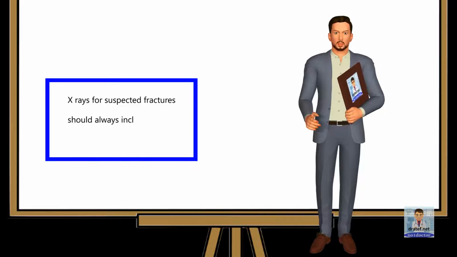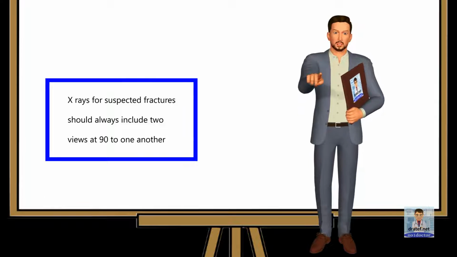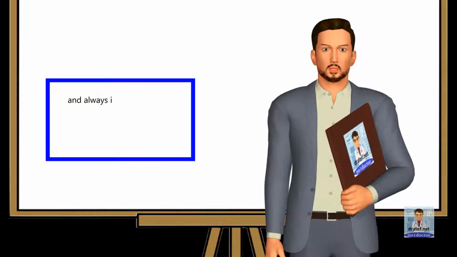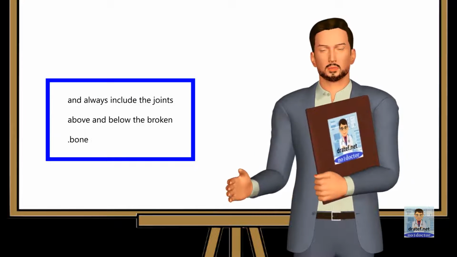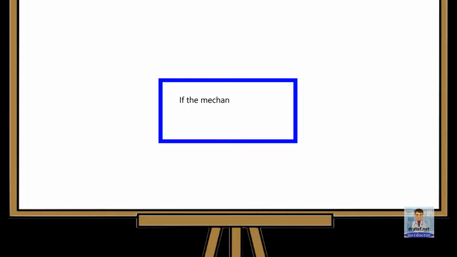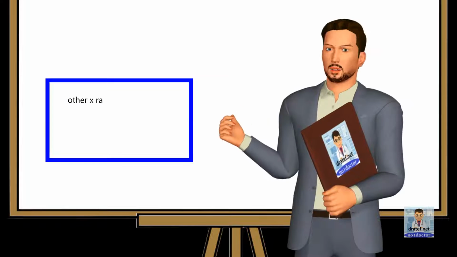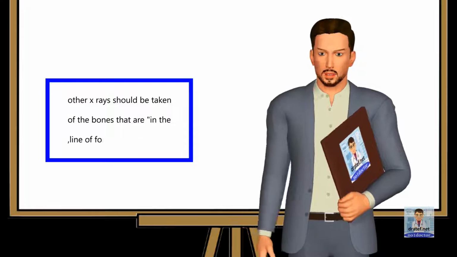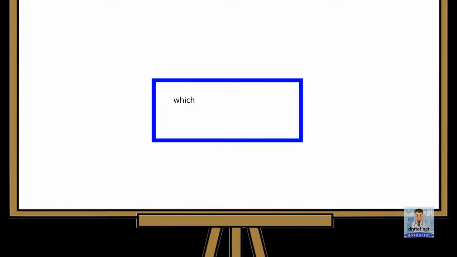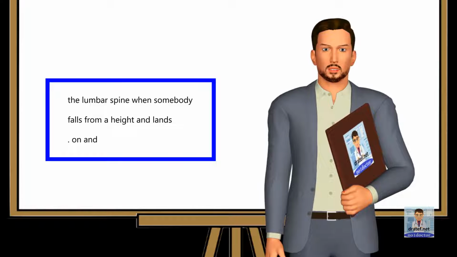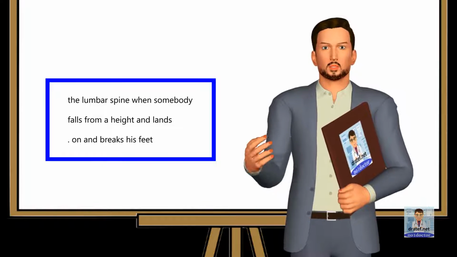X-rays for suspected fractures should always include two views at 90 degrees to one another and always include the joints above and below the broken bone. If the mechanism of injury suggests it, other X-rays should be taken of the bones that are in the line of force, which might also be broken. For instance, the lumbar spine when somebody falls from a height and lands on and breaks his feet.